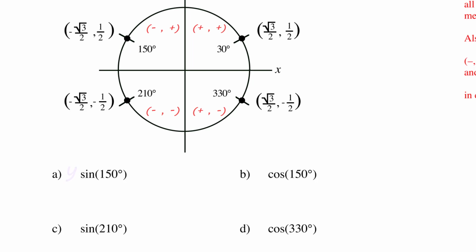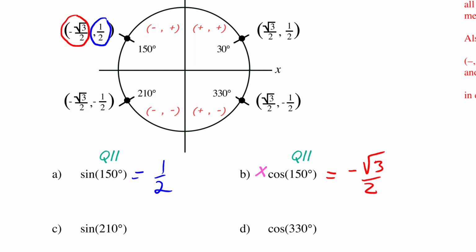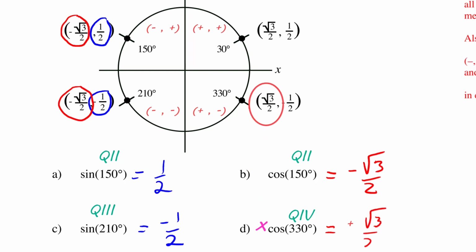So to find the sine of 150 degrees, we simply look at the y value at 150 degrees on the unit circle. We see that it's 1/2, so therefore the sine of 150 degrees is 1/2. Likewise, cosine of 150 degrees is the x value at 150, and so that's negative square root of 3 over 2. For sine of 210 degrees, we look at the y value at 210, which is negative 1/2. And for cosine of 330 degrees, I circled the wrong one up there. I circled 210, but at 330 degrees, cosine is positive. It's a positive x, square root of 3 over 2.